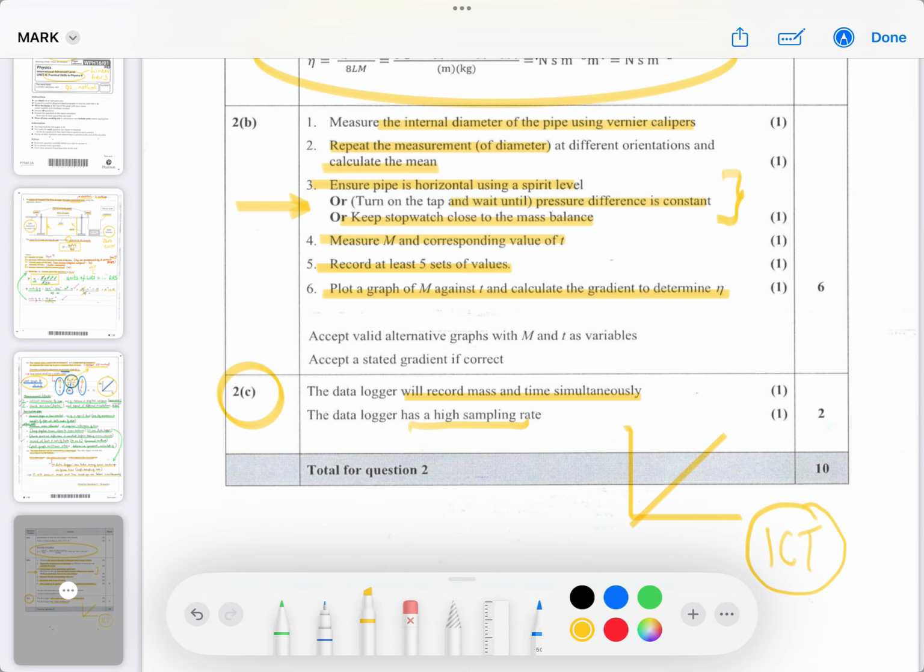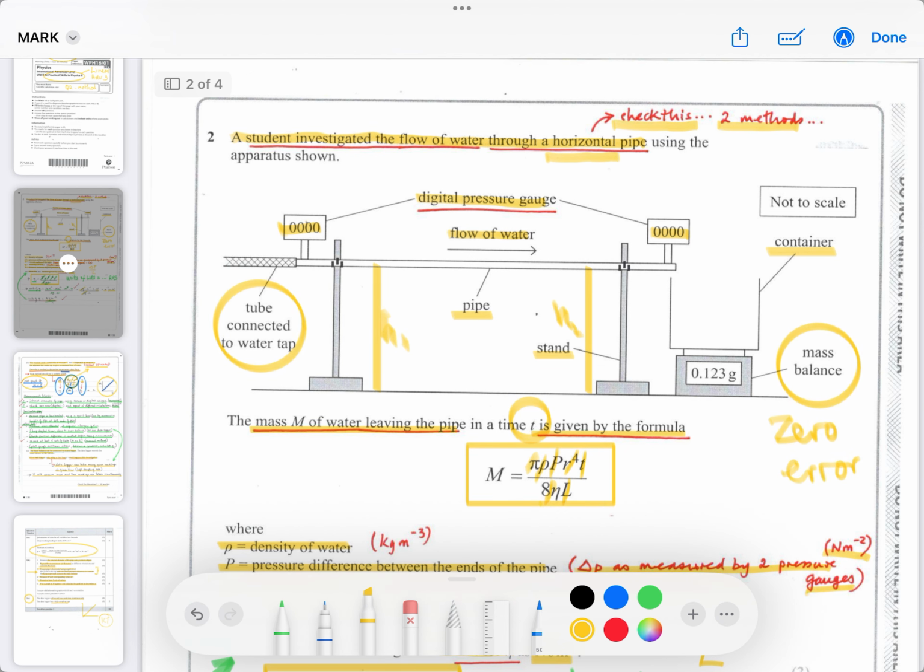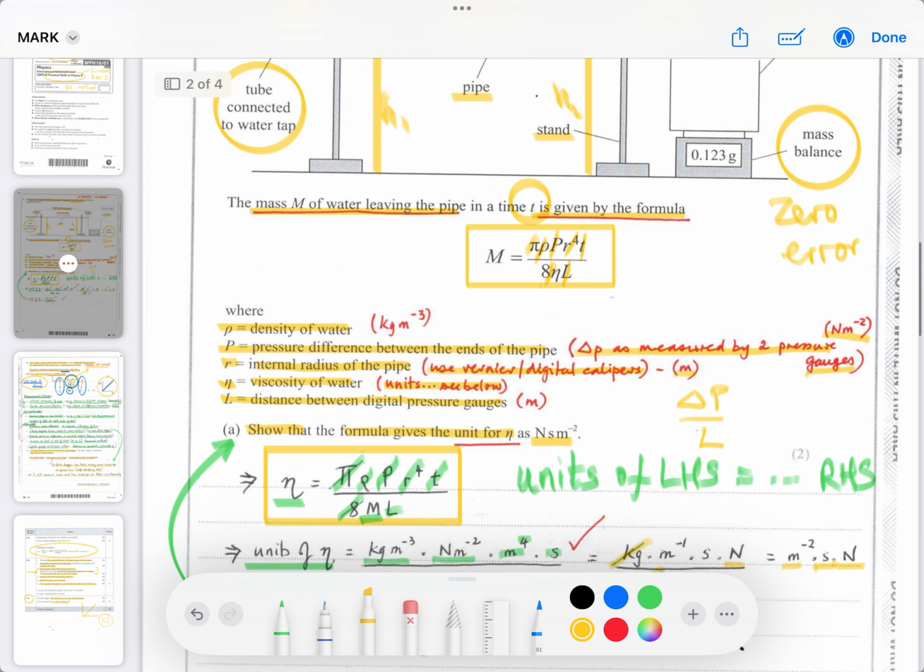I hope you found this useful. I just want to go back to the equation bit and see what they define as R. So what we didn't emphasize is here, this is the internal radius, and you are measuring diameter. So you've got to divide it by 2. And I didn't put that in the method, and neither did the examiner. Hope this makes sense.